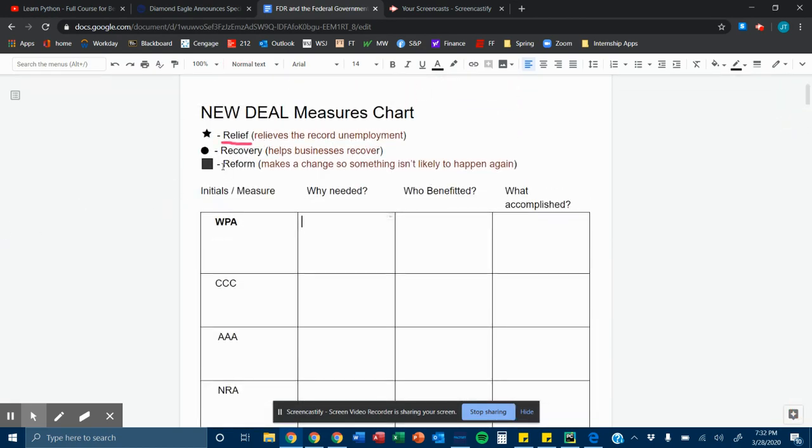So, if it's a New Deal measure, like we're going to see with the WPA, and its aim is to relieve the record unemployment, we're going to put a star in this box to help us identify the goal of that New Deal measure. If it is something that helps businesses specifically recover, then we're going to give that a circle and call that a recovery program or a recovery measure.